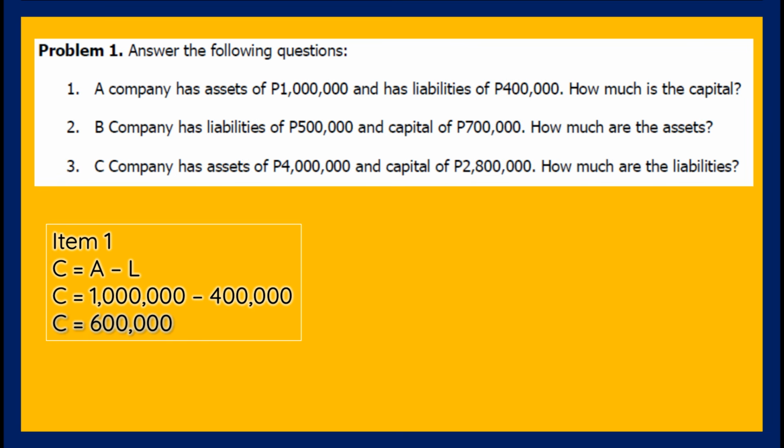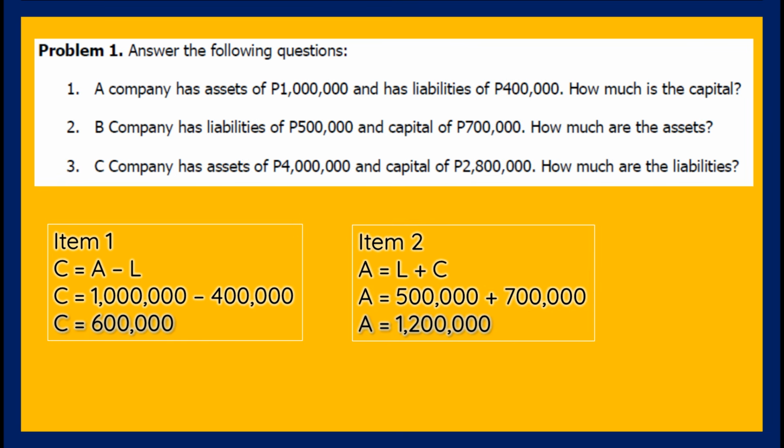B company has liabilities of 500,000 and capital of 700,000. How much are the assets? So in item number 2, ang gagamitin natin is A is equals to L plus C. The liabilities of a company is 500,000 and the capital is 700,000. So let's add them together. 500,000 pesos worth of liabilities, and then the owner can also enjoy 700,000 worth of the resources. So 500,000 plus 700,000 is a total resource or total assets of 1,200,000.